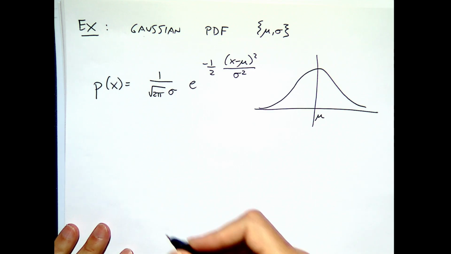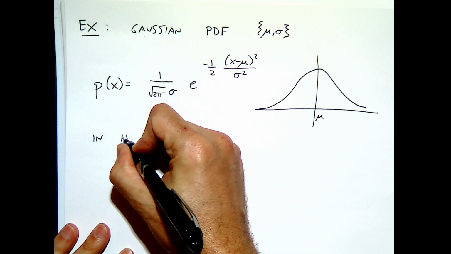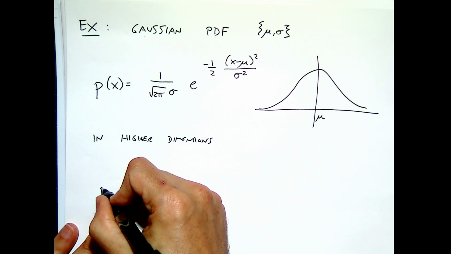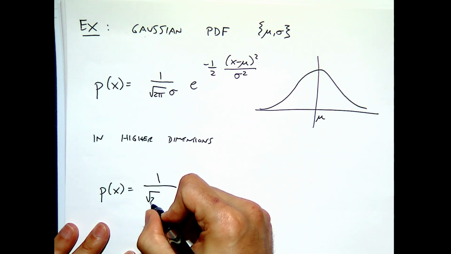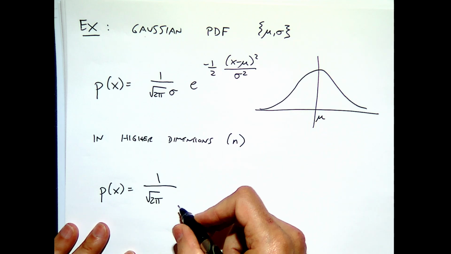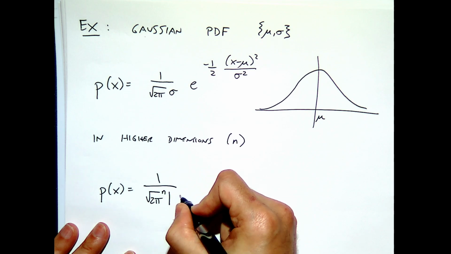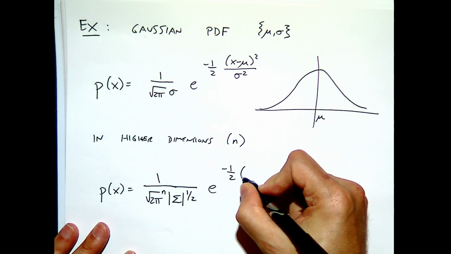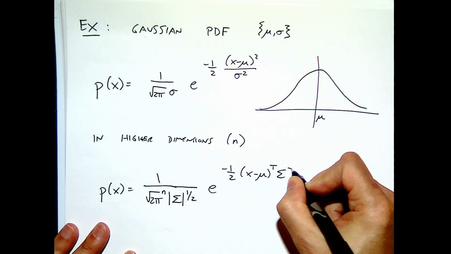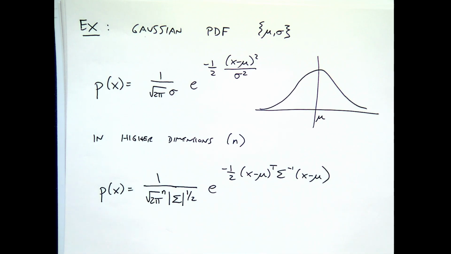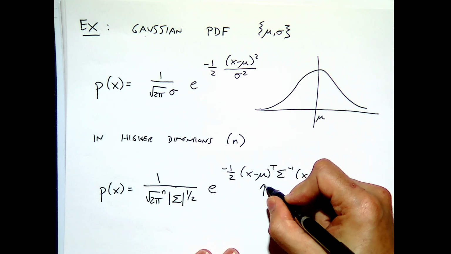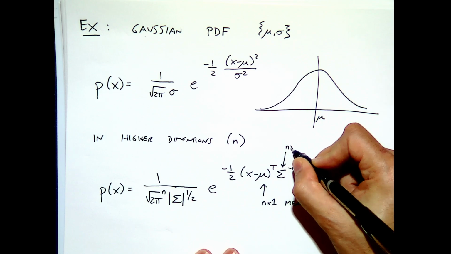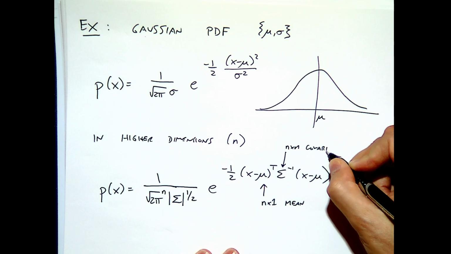And in higher dimensions, we would generalize this, right? So if I have n dimensions, then I'd have the square root of (2 pi)^n times the determinant of sigma in the denominator, e to the minus 1/2 (x minus mu) transpose sigma inverse (x minus mu), right? Here, mu is an n by 1 vector of means, and sigma is an n by n matrix of what are called covariances.